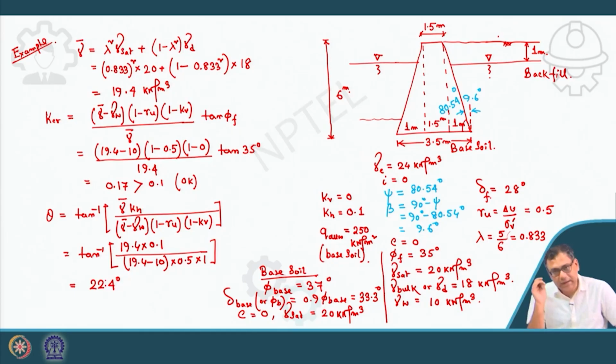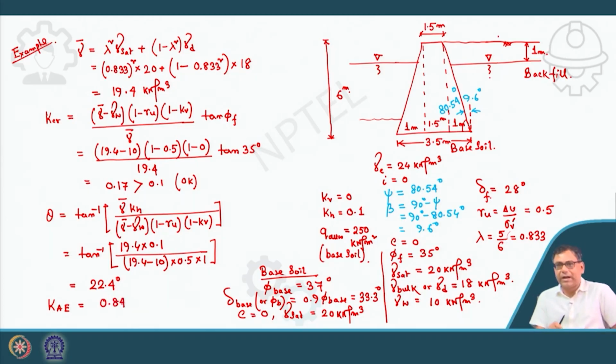Now I have to calculate KAE. In KAE, all the values are now known. The phi value is known, beta is known, which is 9.6 degree, delta is known, and theta is now known. I is equal to 0, it is given. So you put all the values in the KAE expression, and you will get KAE, which is 0.84.